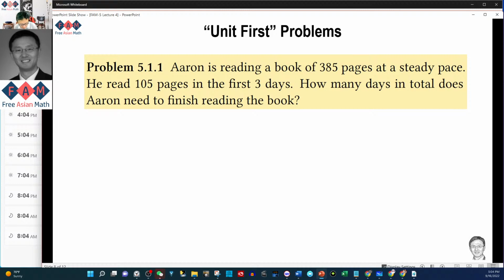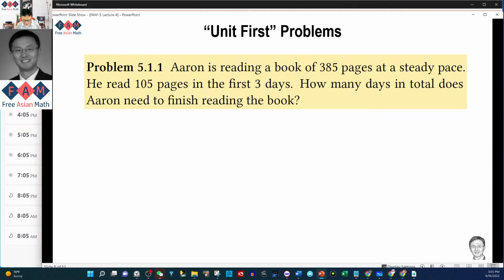So this problem, 5.5.1.1. Aaron is reading a book of 385 pages at a steady pace, meaning that he will read the same number of pages every day. So he read 105 pages in the first 3 days. How many days in total does Aaron need to finish reading the book?